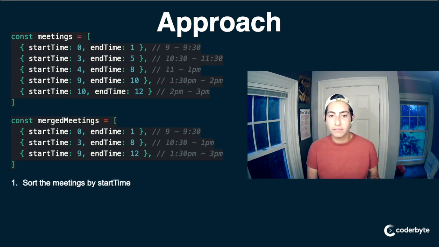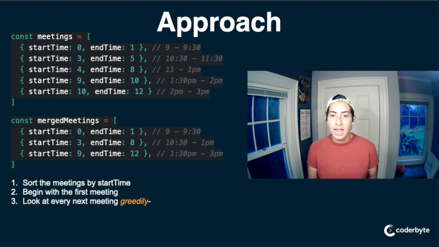To reiterate, the first thing we're going to do is sort the meetings by start time. So this is, again, so that we can compare things, right? So that when we're building our ranges, we always know that we've seen all of the meetings that start before whatever meeting we're currently at, right? The second step will be to begin with the first meeting, obviously. And we want to look at every next meeting greedily, right?